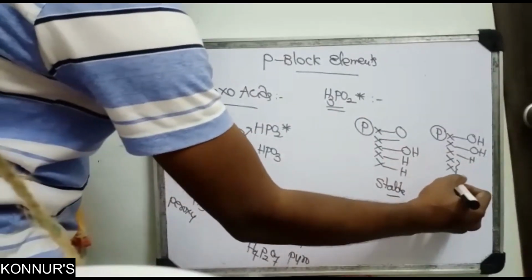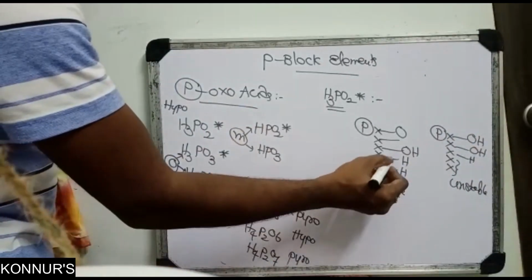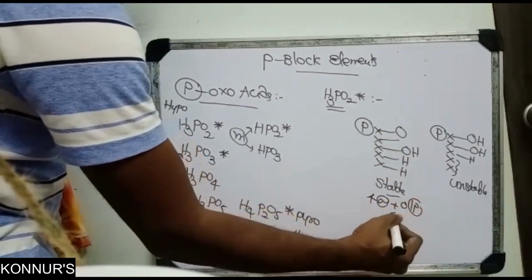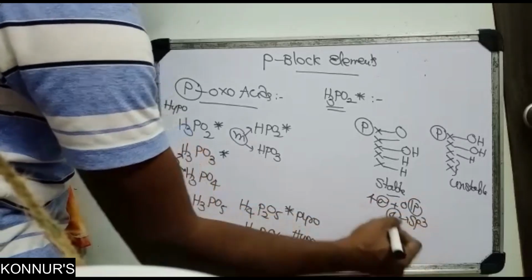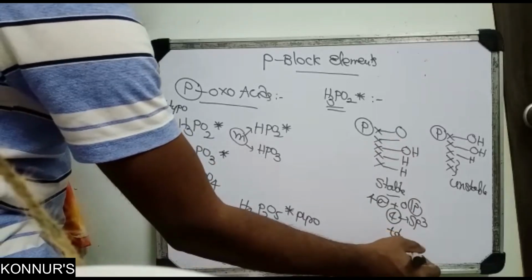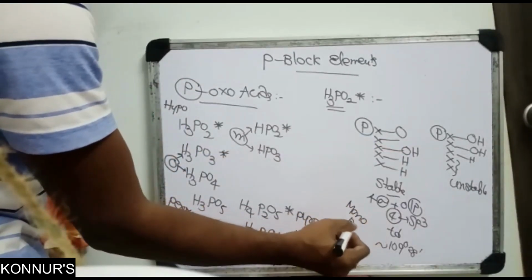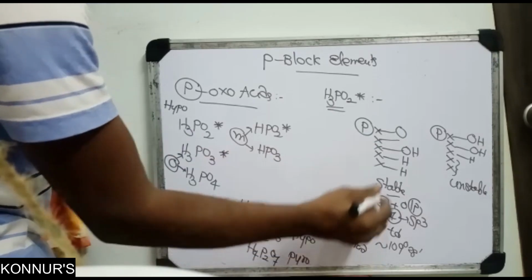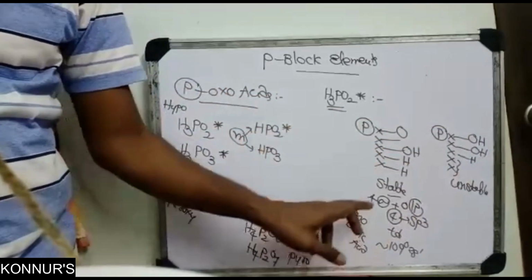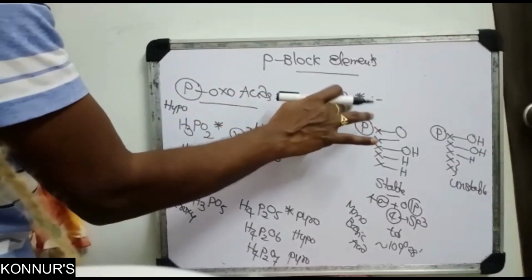Here a pair is there, so that is why it is unstable. Here 1 sigma, second sigma, third, 4 sigma, so 4 sigma and 0 lone pairs. The number is 4, which means sp3, and without a lone pair the structure is tetrahedral. The bond angle is nearer to 109 degrees 28 minutes. Only one OH is there, so it is a monobasic acid. The unstable one has two OHs, so it is dibasic. Dibasic is unstable, monobasic is more stable.